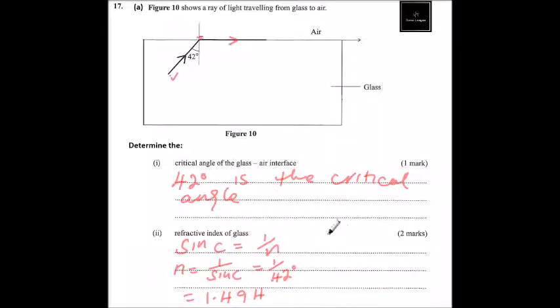Alternatively, for the refractive index, you can say n is equal to the sine of the refraction angle, that is 90 degrees, divided by the sine of incidence, which is 42 degrees, and you can use your calculator. You'll be able to get 1.494. So that is how you work out that part of the question. So let's go to the next step.